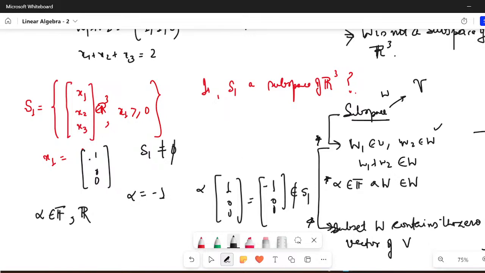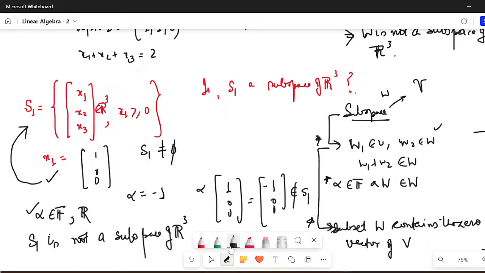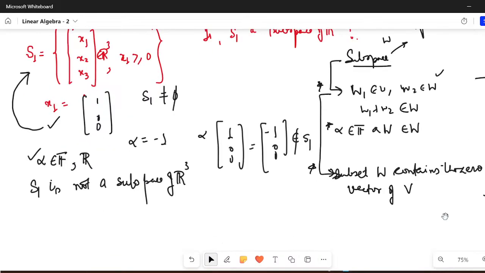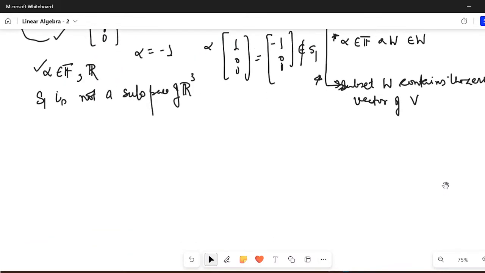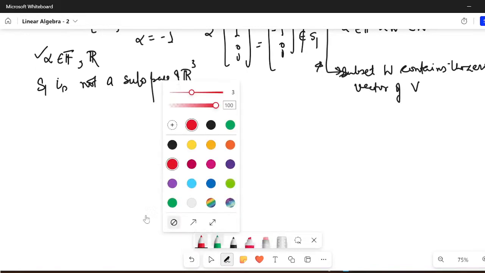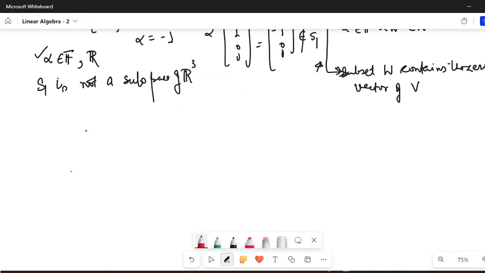So if there is an element in S1, alpha times that element should be contained in S1, but it is not contained in S1. Clearly, the first component is -1. To be in S1, your first element should be positive. So clearly, this is not a subspace. Is that clear? Please let me know, because these questions are a little bit different for you, so that's why I'm asking time and again. Okay, what do you think about this?